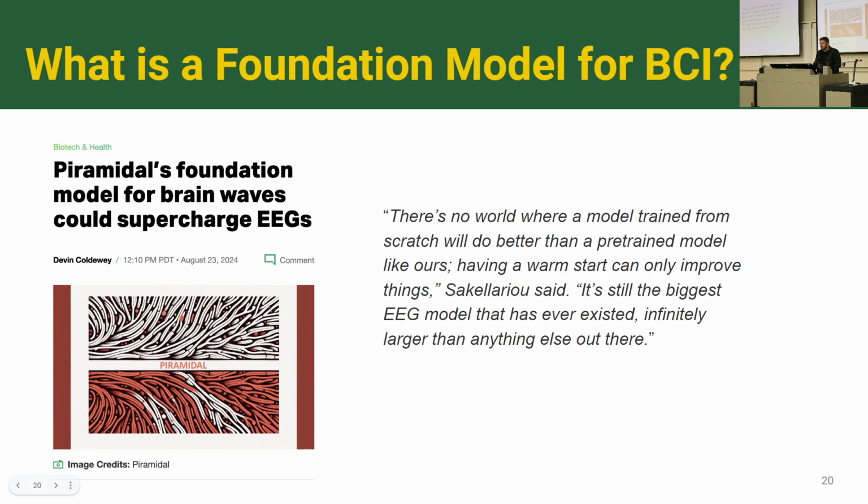So there's a company called Pyramidal, and they put out a press release only about 2 weeks ago, and they are building a foundation model for EEG. And there's one quote in there that I thought was quite a good description of backing up this point of where we are going in terms of foundation models for BCI applications. And they say, there's no world where a model trained from scratch will do any better than a pre-trained model like ours, and having a warm start can only improve things.